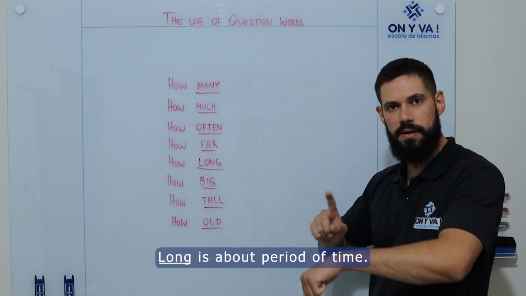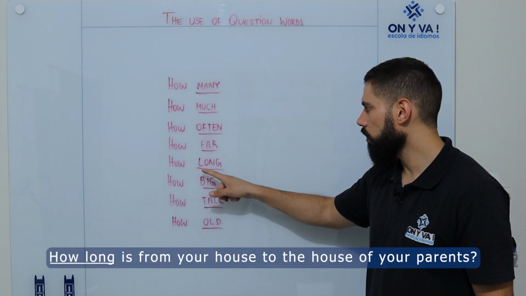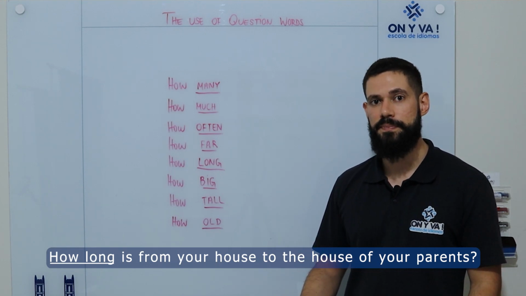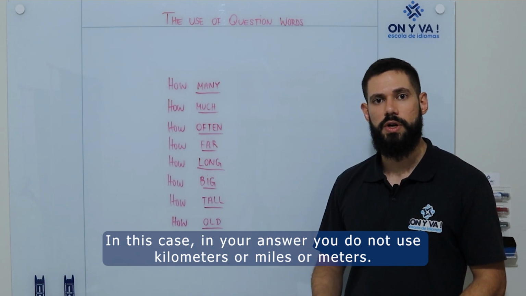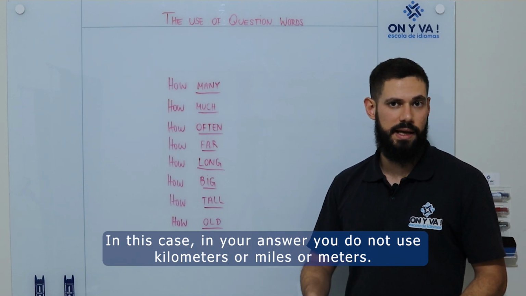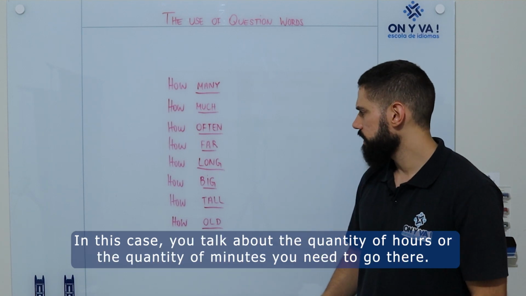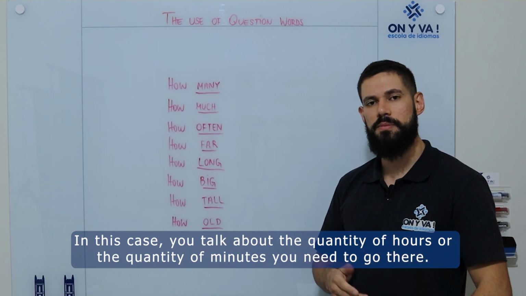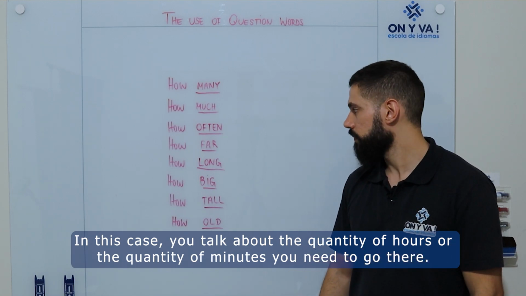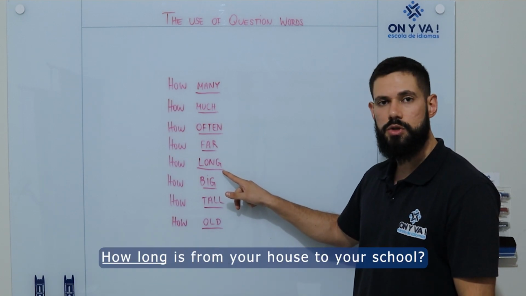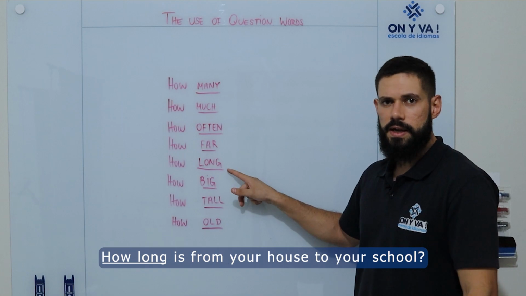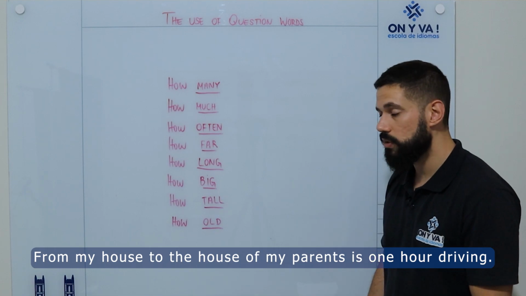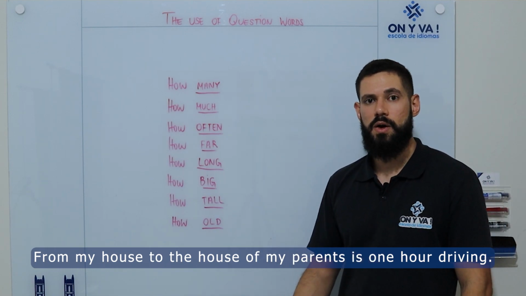Long. Long is about period of time. So how long is it from your house to the house of your parents? In this case, in your answer, you don't use kilometers or miles or meters. You talk about the quantity of hours or the quantity of minutes that you need to go there. How long is it from your house to your school? From my house to my school is 20 minutes walking. From my house to the house of my parents is 1 hour driving.